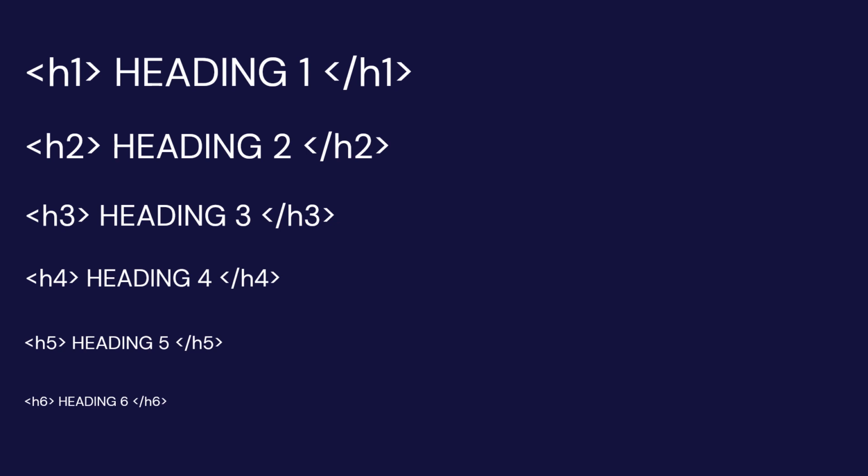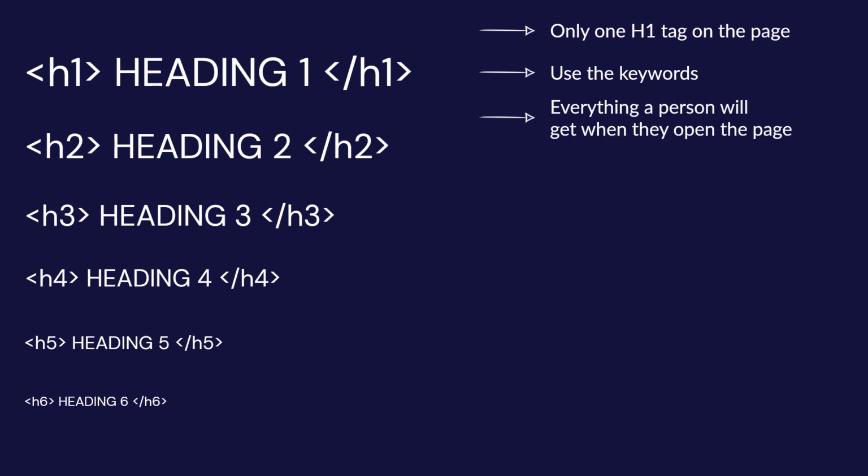H1 tag is the most important tag on the page, and it is necessary to have only one H1 tag on the page. If you have 2 or more of them, you will confuse search engines. This tag has the highest value on the page, and it is necessary to use the keywords for which we want to position the page high in the search results. Actually, use H1 tags as a means of showcasing everything a person will get when they open the page.